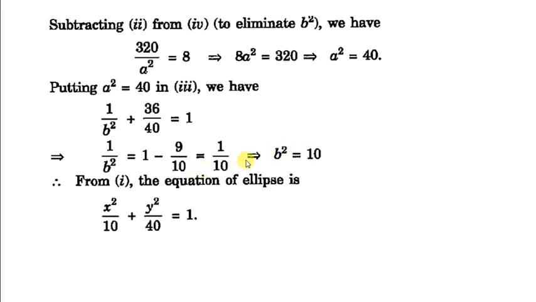Then put the values in the standard form we have taken. So x square upon b square, that is 10, plus y square upon a square, a square is 40, equal to 1 is the equation of the ellipse.